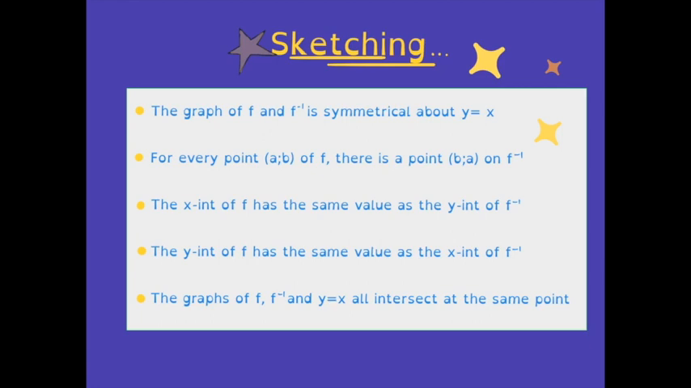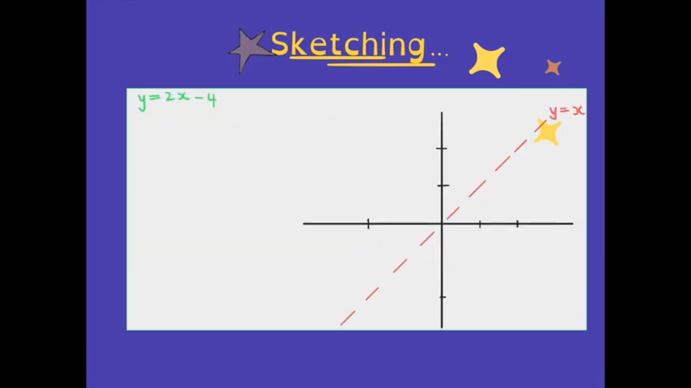So let me just do a very basic example with you to illustrate all of these points in the slide. Cool, so we're going to draw the straight line y is equal to 2x minus 4. So that would have a y-intercept of -4 and an x-intercept of 2, positive gradient. So our line is looking something like this. This would be the original function f. So we have an x-intercept of 2 and a y-intercept of -4.